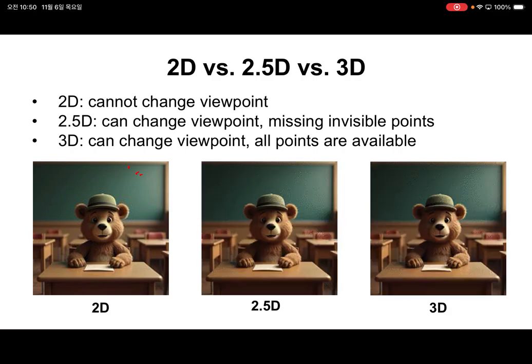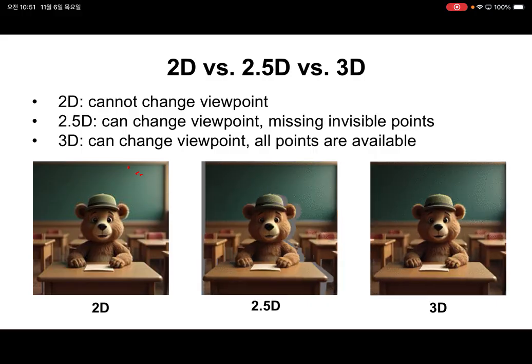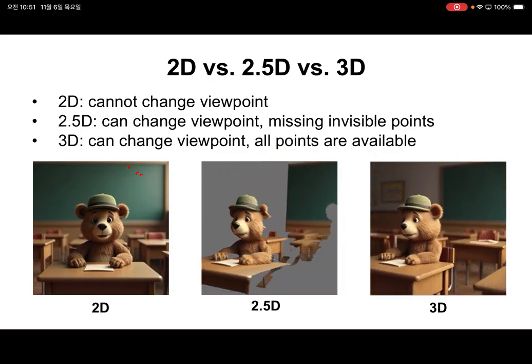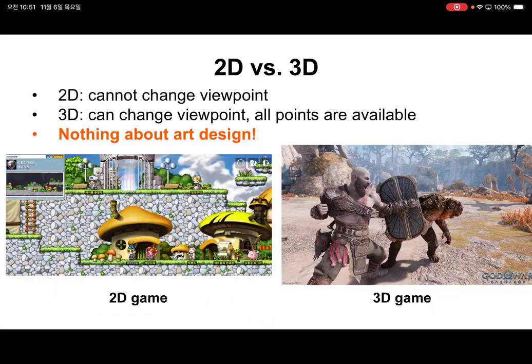And in 3D, we can change viewpoint. All points are available, and we can freely change viewpoint. That is about 3D. Some of you, including me when I was a junior, may have a misunderstanding. I think 2D and 3D have nothing to do with art design. 2D means we cannot change viewpoint. 3D means we can change viewpoint, that's all.